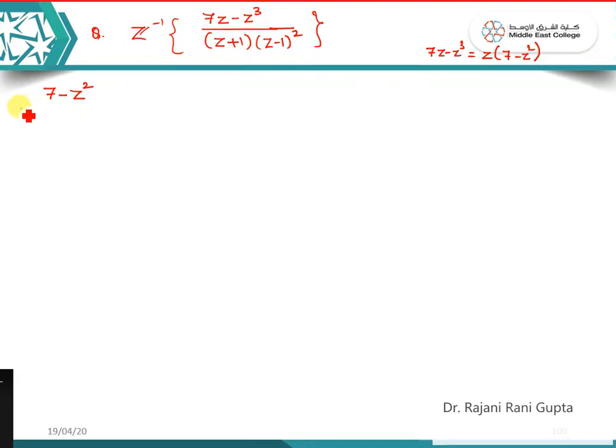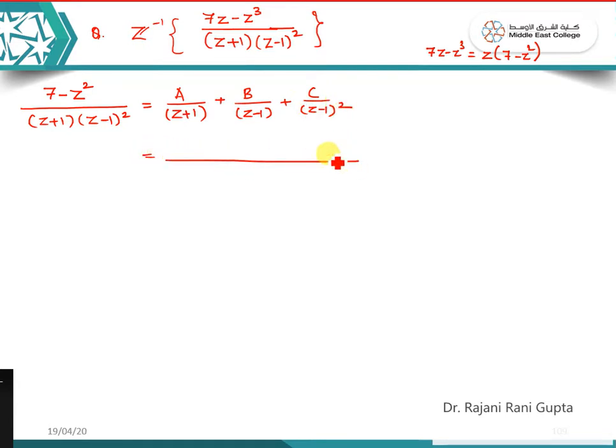So for partial fraction, we consider this term (7 minus Z squared) over (Z plus 1)(Z minus 1) squared. Using the same idea of partial fraction, for one linear term we write A over Z plus 1, and the linear term Z minus 1 is repeated twice, so we get two terms: B over Z minus 1 and C over (Z minus 1) squared. Then we take the LCM, which will be the same as the question: (Z plus 1)(Z minus 1) squared.